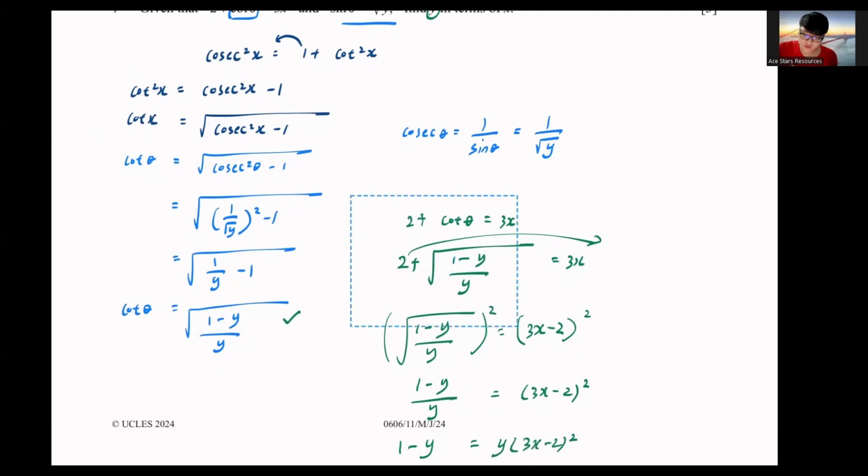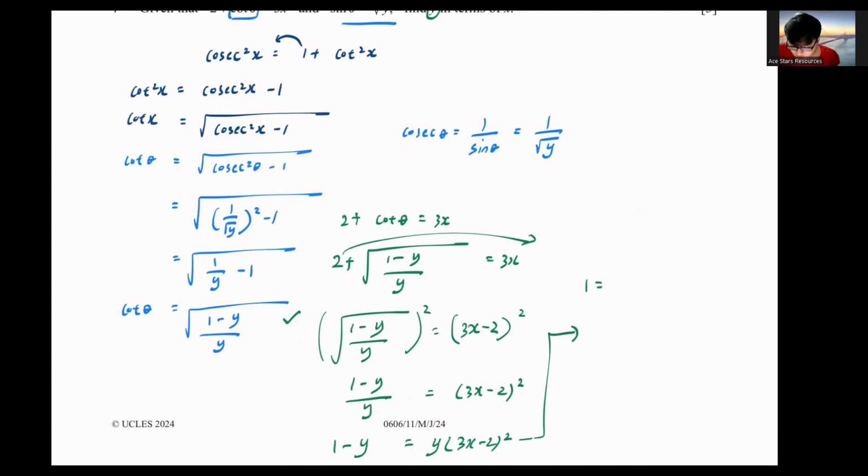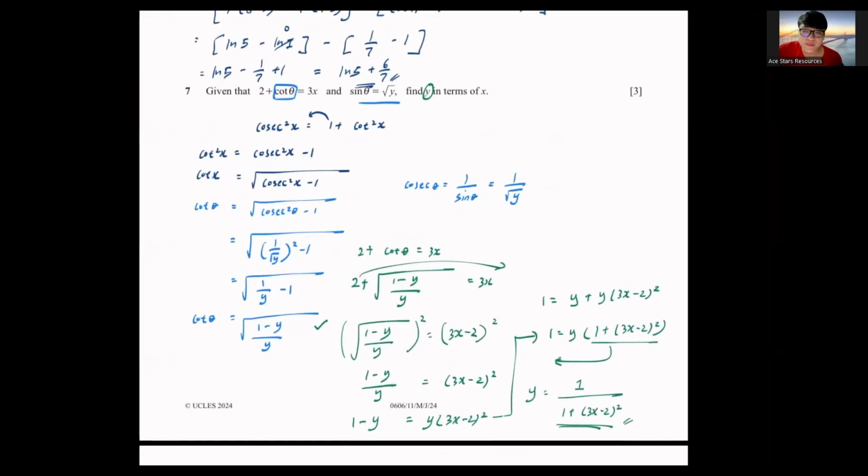Okay, I'm going to move this a bit closer to the left because I'm going to group up the common factors together. So that's going to be 1 equals y plus y times 3x minus 2 squared. So take out the common factor of y, that's going to be 1 plus 3x minus 2 squared. And then just move the whole thing down, y is equal to 1 over 1 plus 3x minus 2 squared. There we go. So that's how you express y in terms of x for these questions, right?